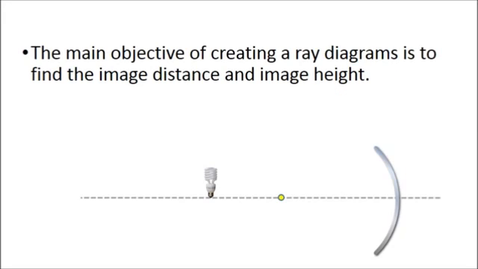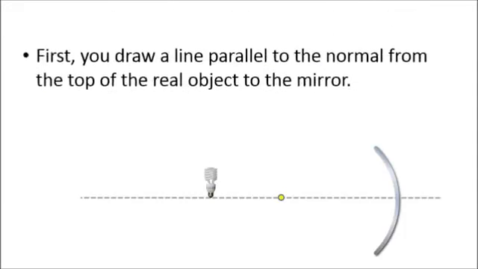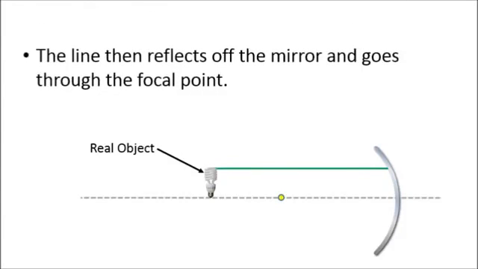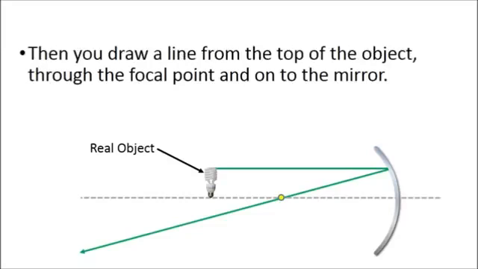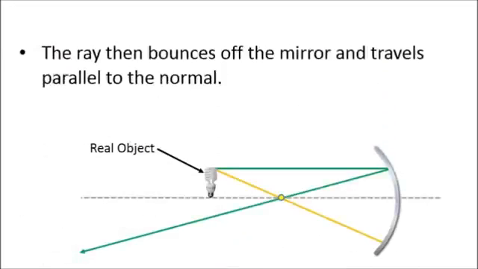All right, now the main objective of creating a ray diagram is to figure out how far away the image is and how big that image will be. So the first thing we need to do is draw a line parallel to the normal, or parallel to the principal axis, from the top of the real object over to the mirror. Once it hits the mirror, it's going to bounce off and go through the focal point. All right, next we need to draw a line from the top of the object through the focal point and onto the mirror. So it's going to go through that focal point and hit the mirror, and when it bounces off that mirror, it's going to travel parallel to the normal.